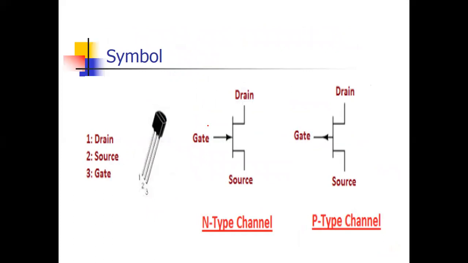Now the symbol. In FET there are three terminals: gate, drain, source. There are two types: N channel JFET or P channel JFET. In the N channel, the arrow is inside, and in the P channel the arrow is outside.